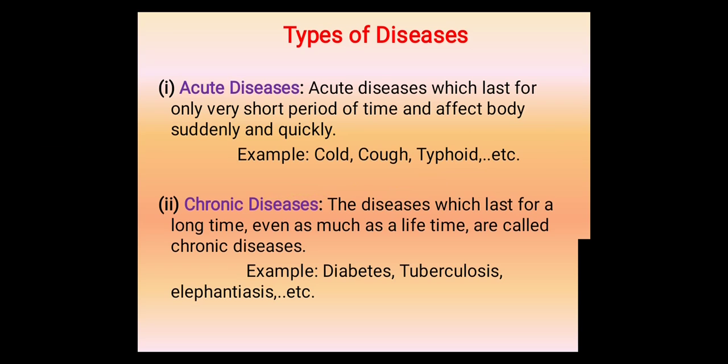Next, come to chronic diseases. These are diseases which last for a long time. It takes a lot of time to discover them, even as much as a lifetime, and they are called chronic diseases. For example, diabetes, tuberculosis, elephantiasis. These diseases take a long time to show on the body. These are the different types of diseases: acute diseases and chronic diseases.